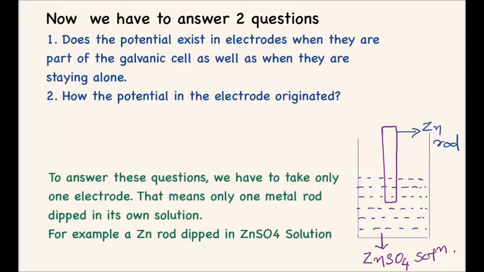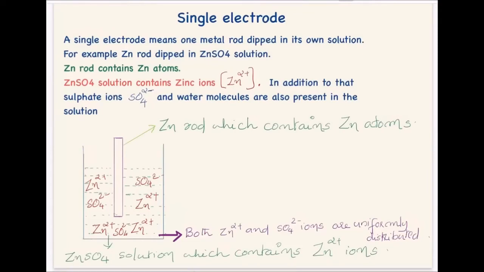To answer these questions, we have to take only one electrode. That means only one metal rod dipped in its own solution. For example, here you can see zinc rod is in its own solution zinc sulfate. So zinc sulfate contains zinc ion, which is an ion of the same metal, that is zinc. Here you can see a drawing of a single electrode. A single electrode means one metal rod dipped in its own solution. For example, here zinc rod is in zinc sulfate solution.